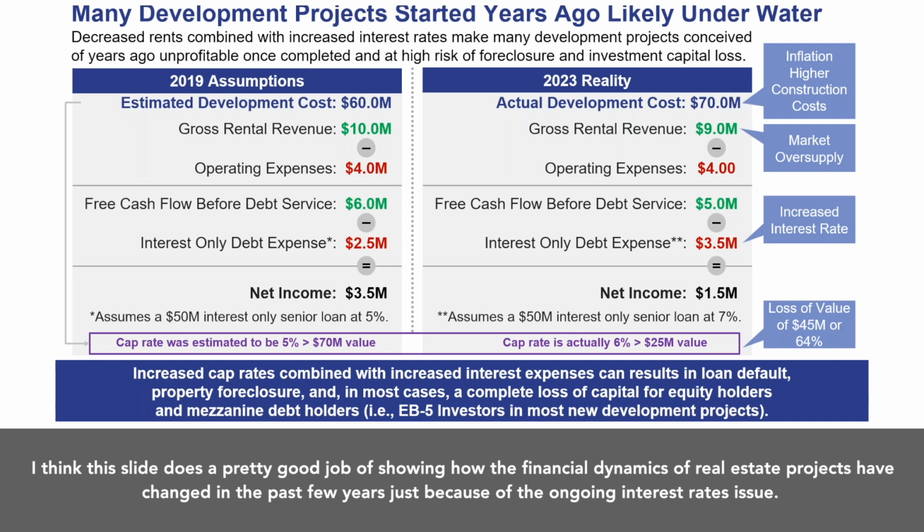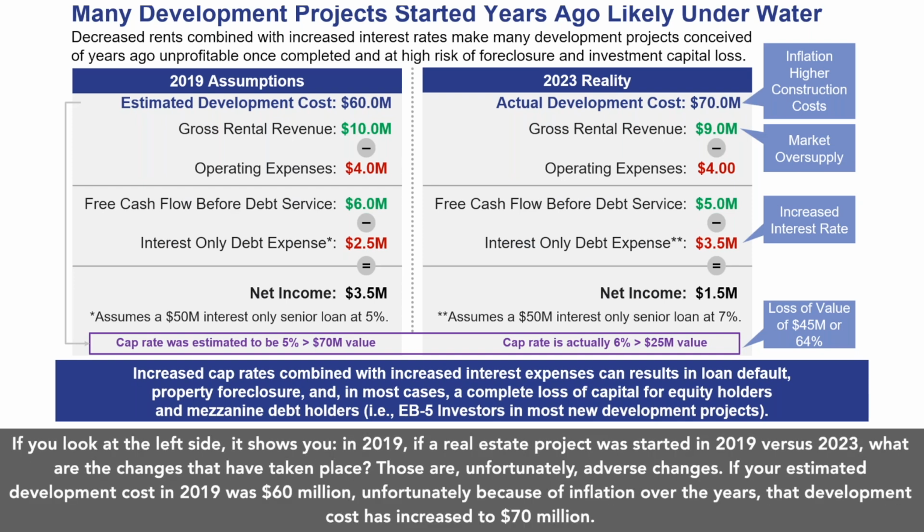I think this slide does a pretty good job of showing how the financial dynamics of real estate projects have changed in the past few years just because of the ongoing interest rates issue. If you look at the left side, it shows you, if a real estate project was started in 2019 versus 2023, what are the changes that have taken place? And those are unfortunately adverse changes.